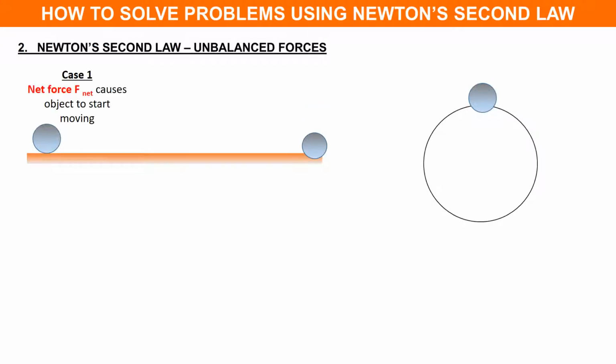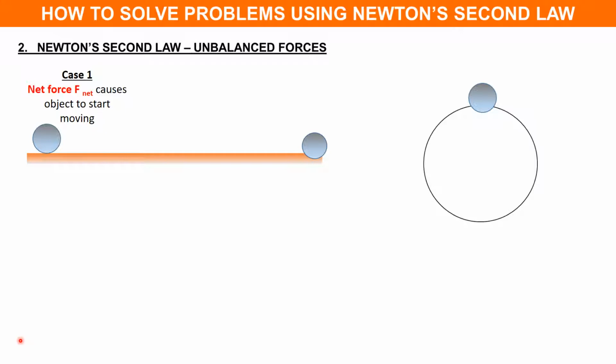The first case, case 1. As we said, the ball was stationary originally. That means the speed was 0 originally. Then it starts to move. That means it will accelerate from 0 speed to a certain speed. To do that, there must be a net force that causes it to start to move.